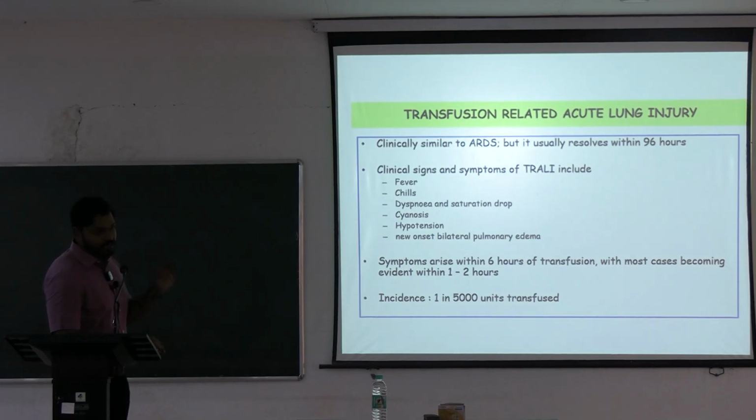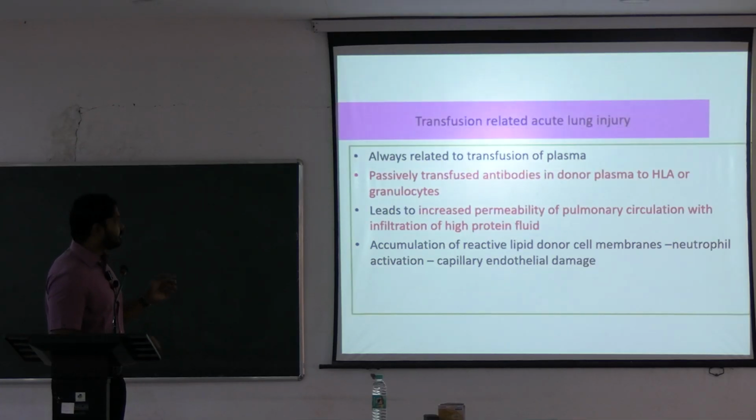You transfuse blood to a patient, and after 6 hours, patient is complaining of fever, chills, dyspnea. You check her saturation. Saturation has dropped from 100%. Patient is having hypotension. You take the steth, you auscultate, and you can see bilateral crepts, or there is bilateral wheeze. That will be TRALI. It is very rare, but it will spontaneously resolve in 96 hours. It is not that severe mostly.